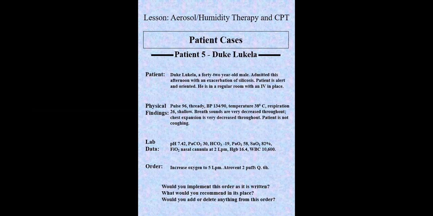All right, so they say they want to increase the oxygen to 5 liters per minute and give some Atrovent, two puffs Q6. So don't worry about the medicine aspect. Just think about the oxygen. With this patient, do I want to increase the oxygen to 5 liters per minute on his current setup? He's on a nasal cannula.